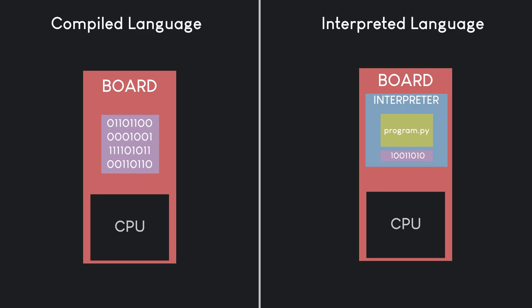So, in general, a program written in a compiled language will run faster than a program written in an interpreted language, because the compiled program can be directly executed by the CPU, while the interpreted program has to be interpreted line by line by the interpreter.